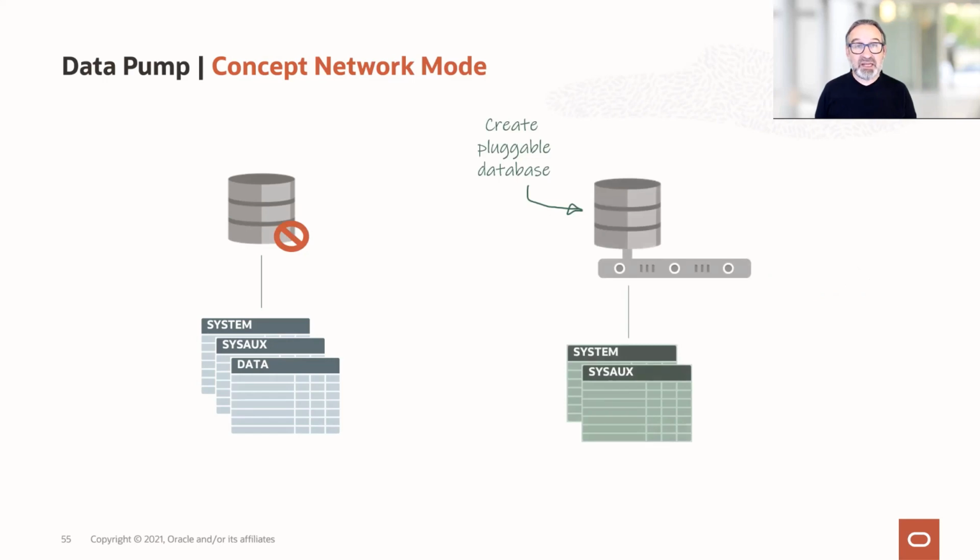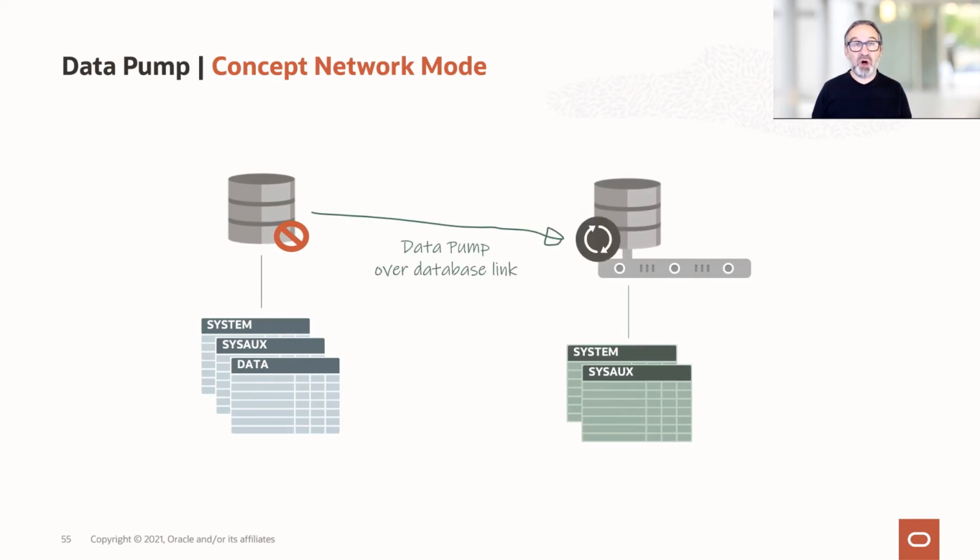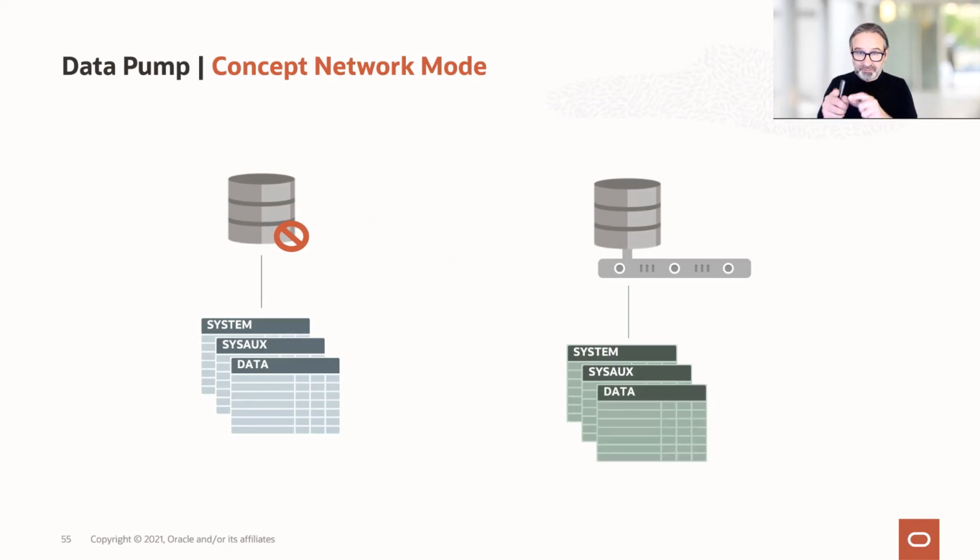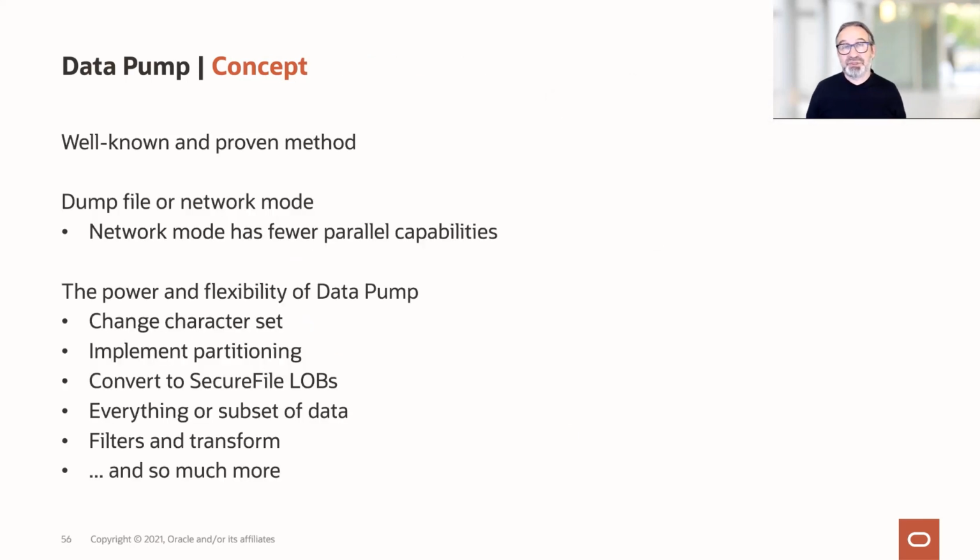And now we build a database link going from the PDB into our non-CDB. And then we start data pump on the network link, which means we start impdp, the import, on the container database side, and we pull everything over the database link. We don't write a dump file here. This goes also same or to a lower version. So source can be lower or same version. And it's very convenient. So data pump is a well-known and proven concept.